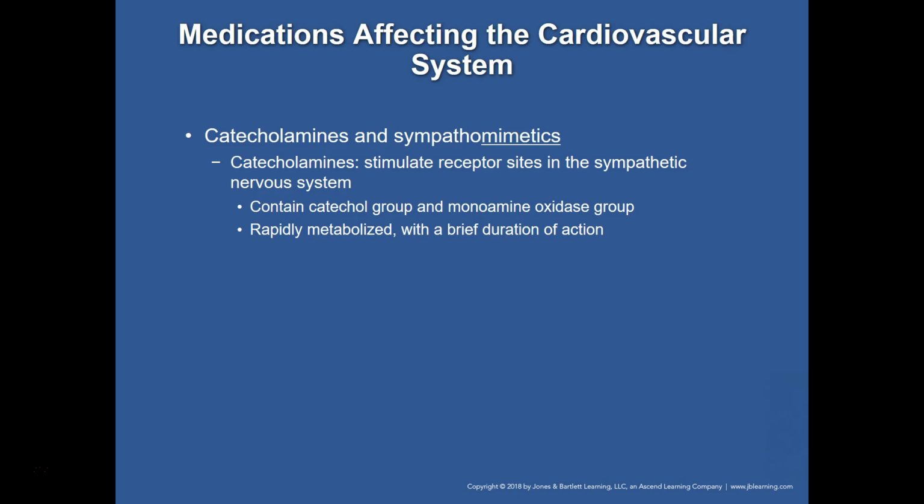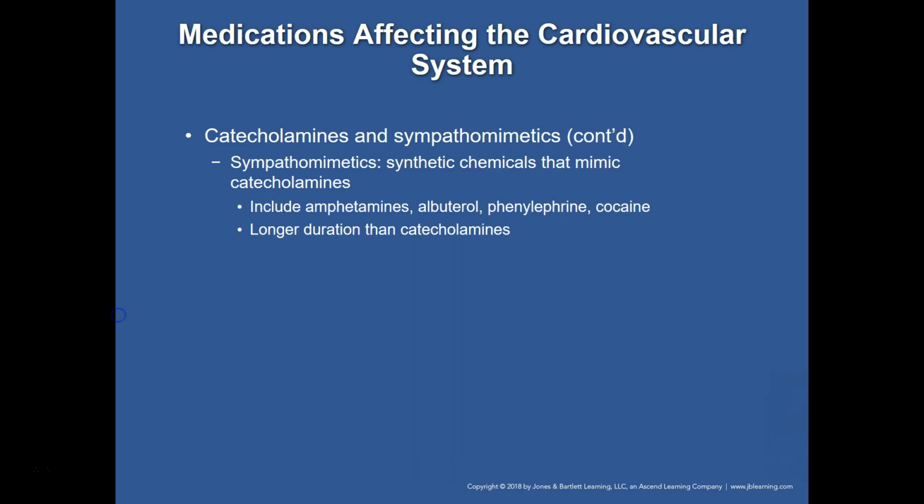Catecholamines and sympathomimetics, I'm trying to make new words. Catecholamines stimulate receptor sites in the sympathetic nervous system. They contain this catechol group and a monoamine oxidase group. They're rapidly metabolized, so they have a brief duration and a brief action when they're used. Catecholamines, an example of those is amphetamines, albuterol, cocaine are some longer duration ones, but sympathomimetics, those are synthetic ones.